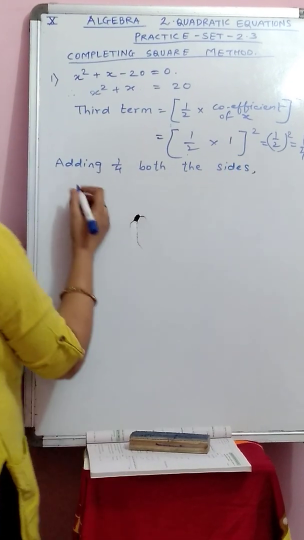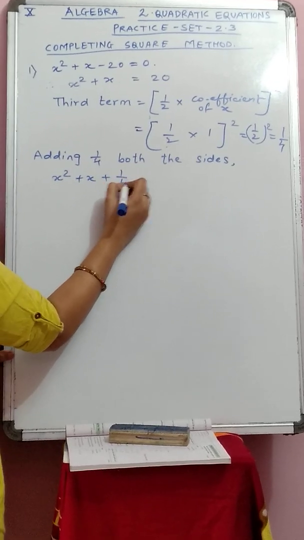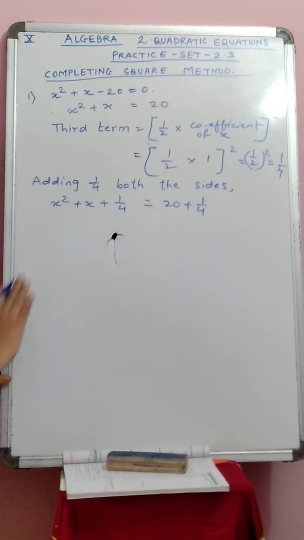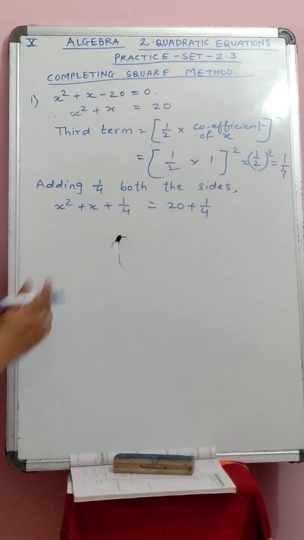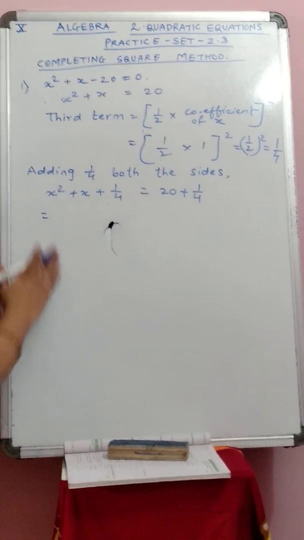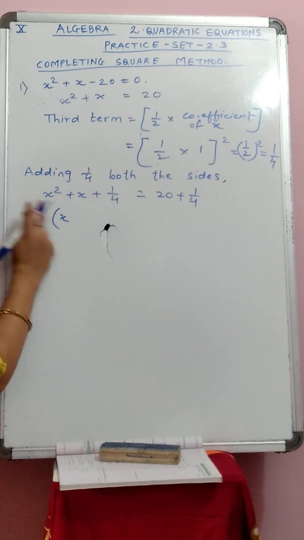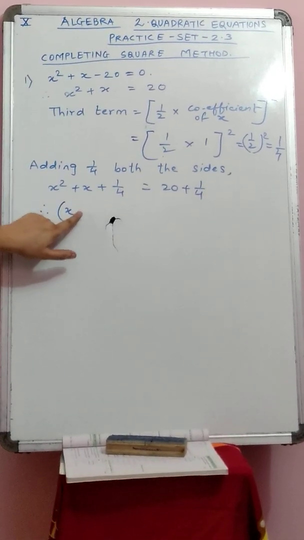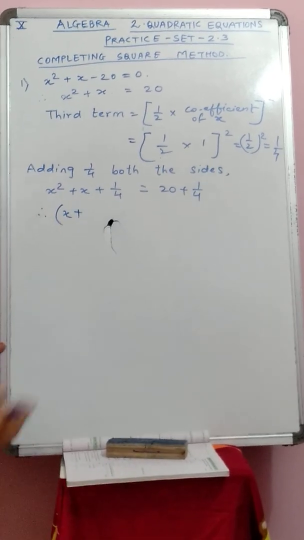Both the sides. First side was x square plus x plus 1 upon 4 is equal to 20 plus 1 upon 4. Okay. So this is the complete square, a square plus 2ab plus b square. We have to write it in a plus b whole square form. So take the square root of the first term, that is x. Then if plus is there in the middle term, you have to write plus. If there is minus you have to write minus. Here is plus, I am going to write plus.